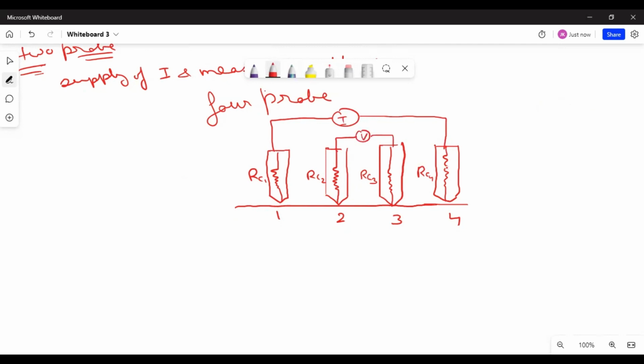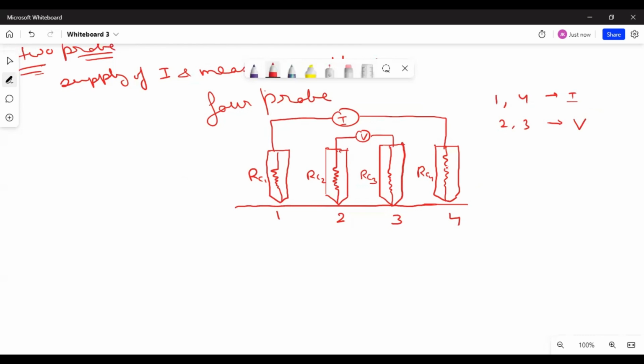So what we are doing, we are separating the probes for the current application and for the voltage drop that we are measuring. Earlier, the same probe was applying current and also measuring the voltage. Right? Between 1 and 4, we apply current, and between 2 and 3, we measure voltage.